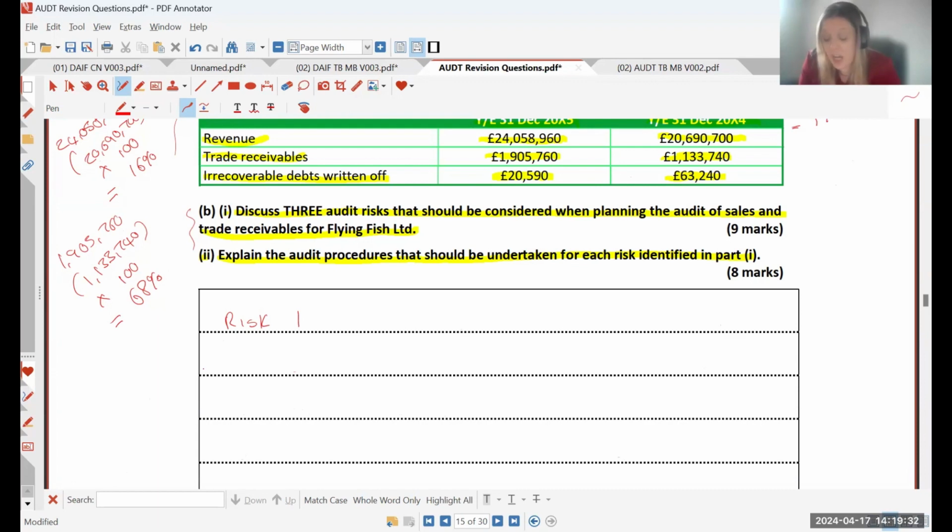And here we have got a discuss and an explain. So they want detail from you. They're not asking you to identify. If it was identify, brief answer, fine. Discuss and explain, you need to make sure you write enough. Make sure you're adding enough value.